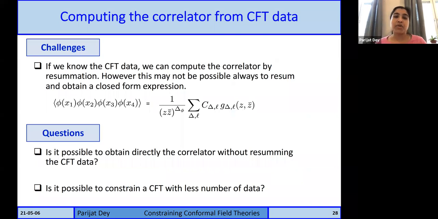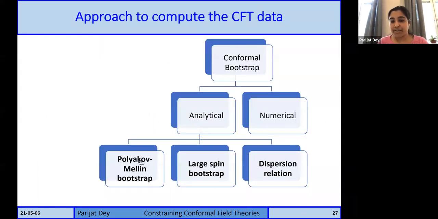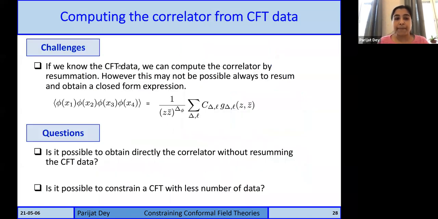So what are the challenges to compute the correlator from the CFT data? Suppose we know the CFT data from the Polyakov-Mellin bootstrap and large spin bootstrap, and then we want to compute the correlator. Then we have to do this resummation. It may not always be possible to do the resummation and obtain a closed form expression for the correlator. So the question is, is it possible to obtain the correlator directly without resumming the CFT data?